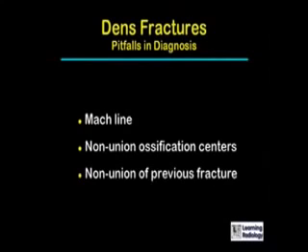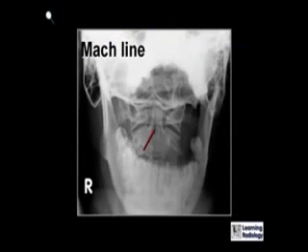There are several pitfalls in the diagnosis of a Dens fracture. There may be something called a Mach line, which may imitate a Dens fracture. There may be non-union of the ossification centers of the Dens on a congenital basis, or there can be non-union of a previous fracture of the Dens.